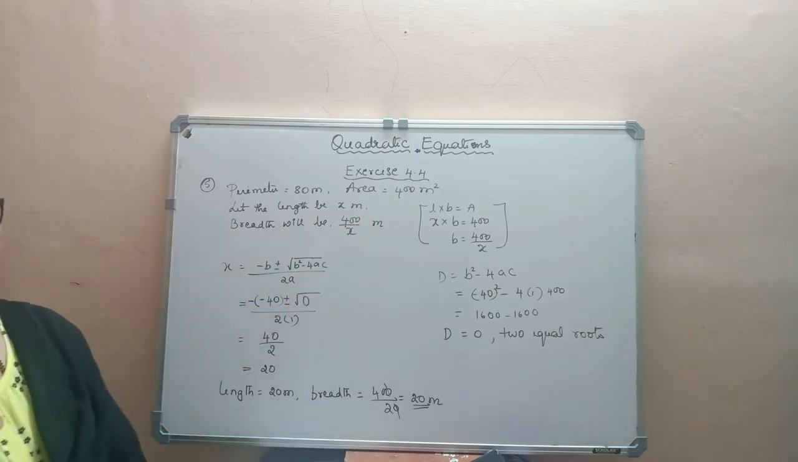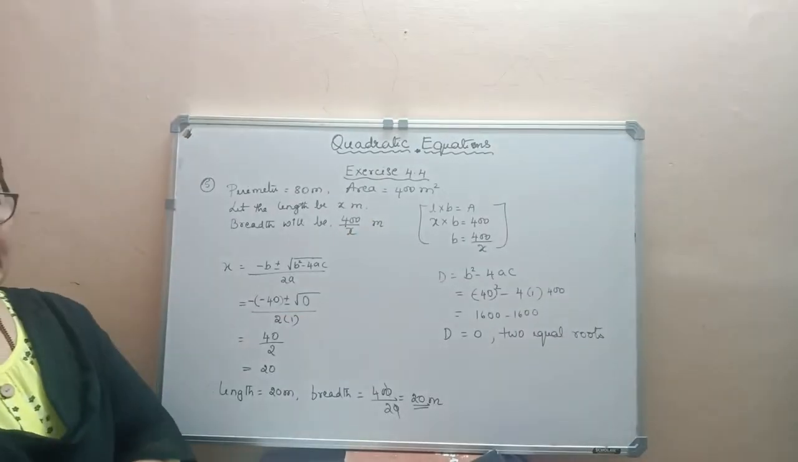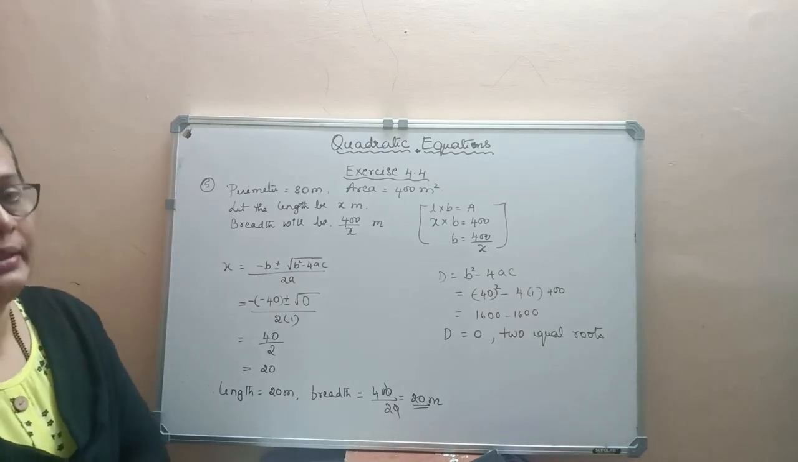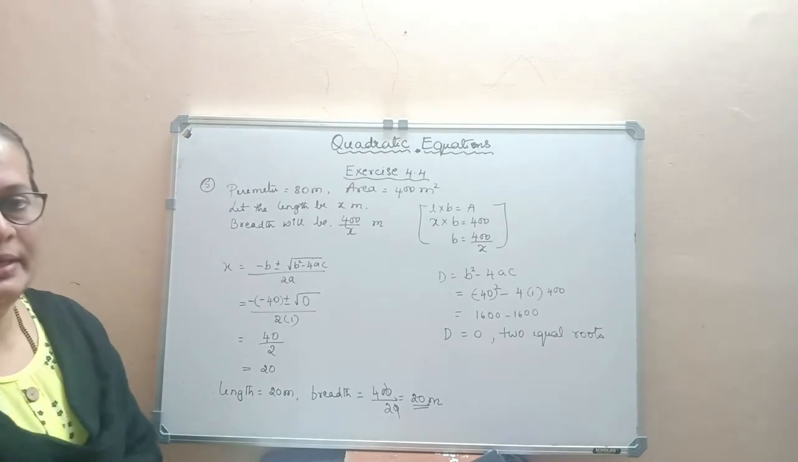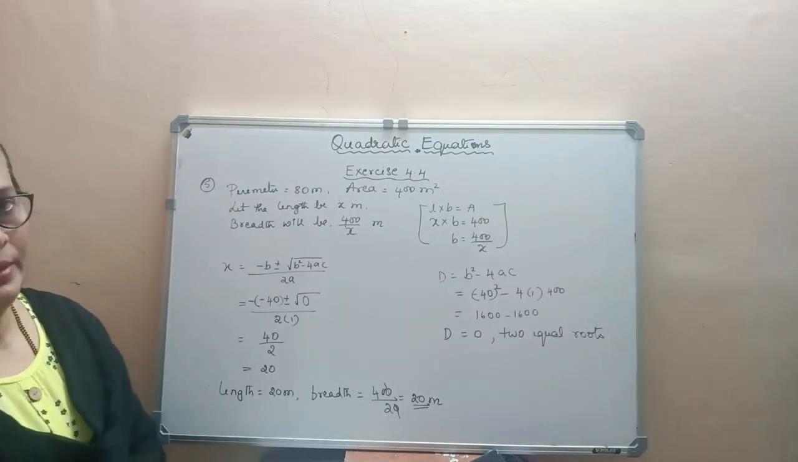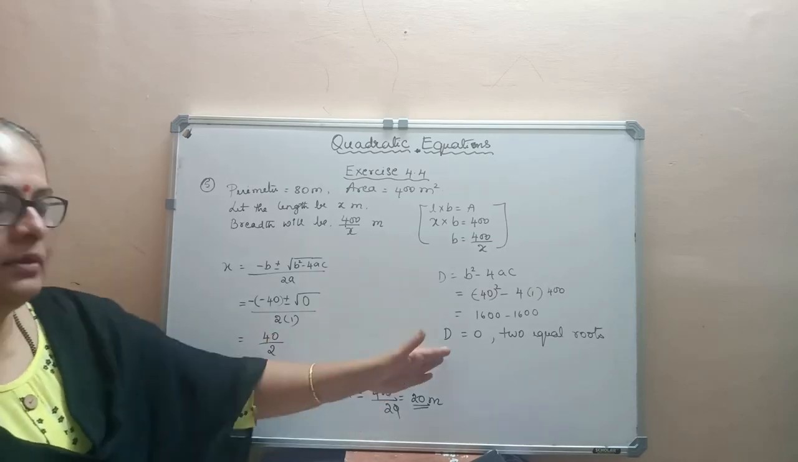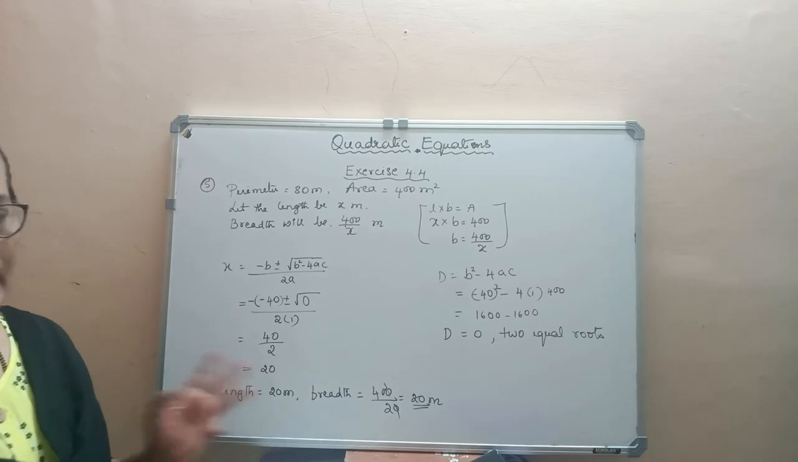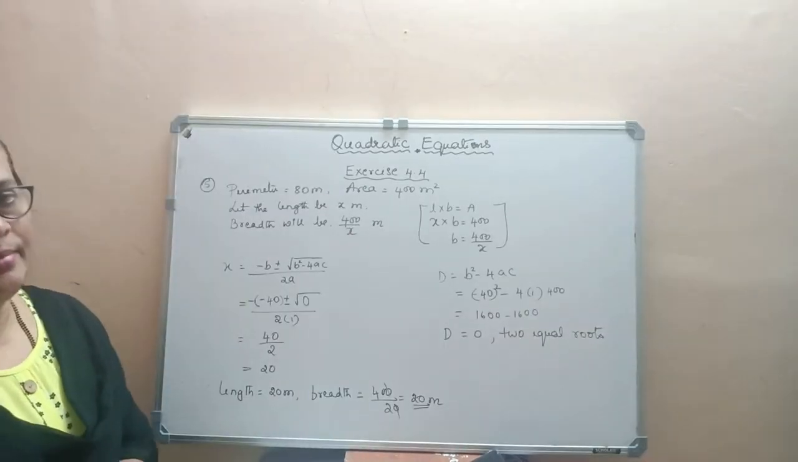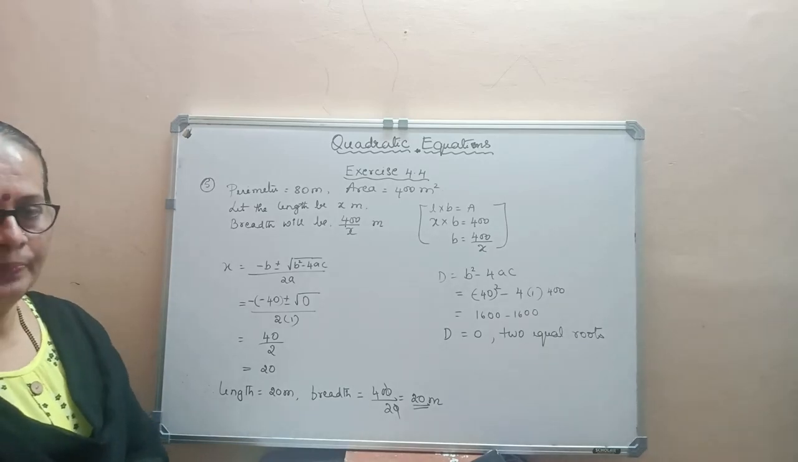Then frame the quadratic equation and find the discriminant. If the discriminant is less than 0, then that situation is not possible. If the discriminant is greater than or equal to 0, then you will get real roots, so the situation is possible. Find the roots using the quadratic formula or splitting the middle term. I hope you understood this nature of roots.